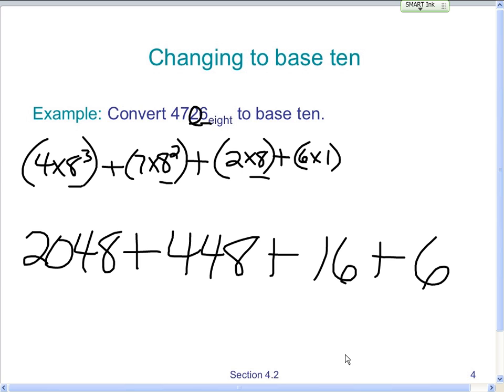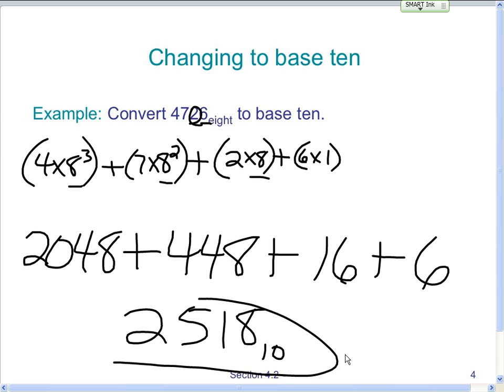Now technically I should write a little 10 down here to indicate that I'm now in base 10. Base 10 is our regular number. Anytime we talk about a number, we're talking about base 10. So technically we should write base 10, but if there's no base here, it's assumed that we're talking about base 10. So you can put the 10 or not, it doesn't really matter.